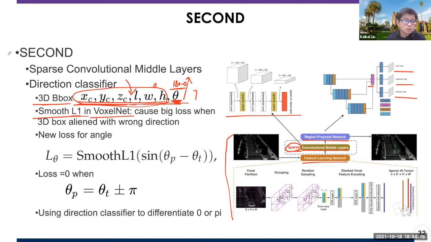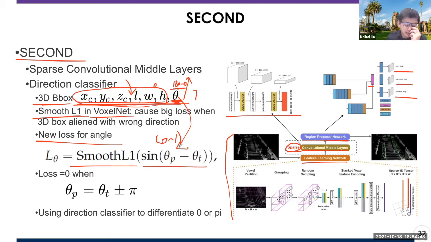So what SECOND did is they try to add an independent loss for the angle. The angle loss and X, Y, Z, L, W, H are different. They also use the smooth L1 loss because it's a regression, and for regression we can use smooth L1 loss. But instead of directly utilizing something like 180 degrees, a number that is so big, they use the sine value. When your sine value is from 0 to 1, it makes the value limited.